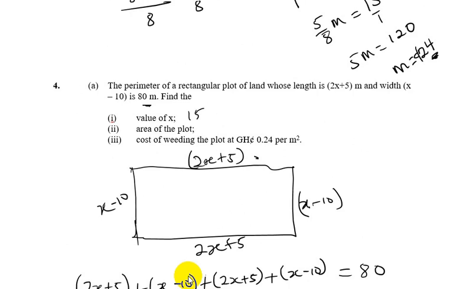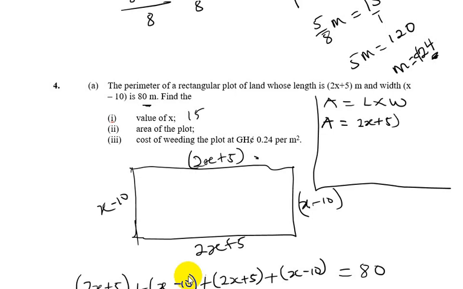We should find the area of the plot. Now, area of a rectangle is length times width, and so the area will be equal to, the length is 2x plus 5 multiplying x minus 10. We know x to be 15, right? So we're going to get 2 times 15 plus 5, then another 15 minus 10.